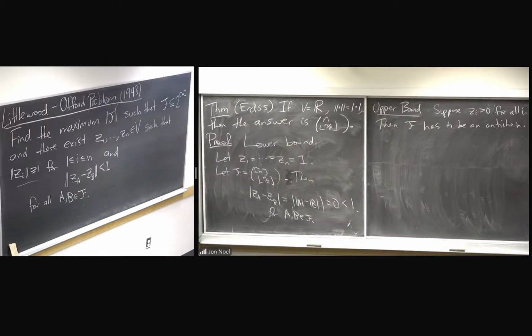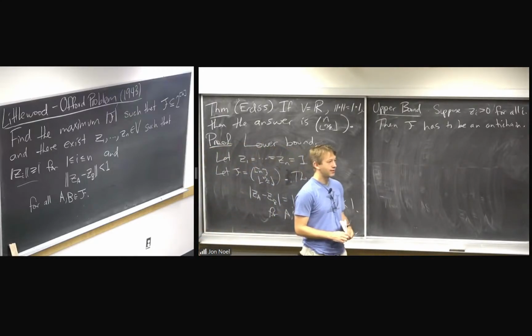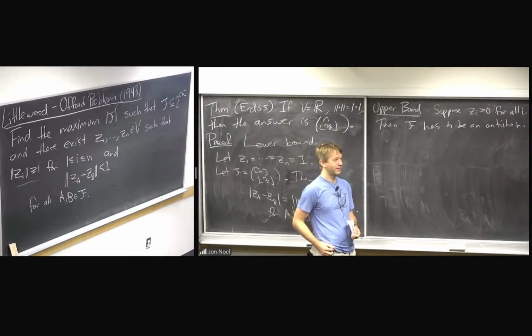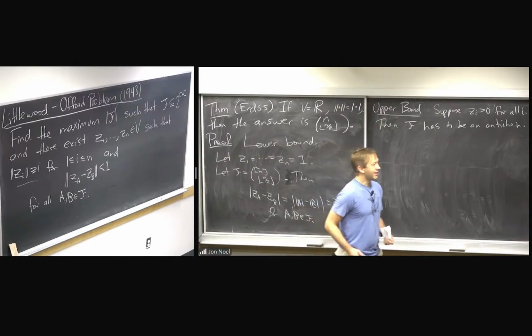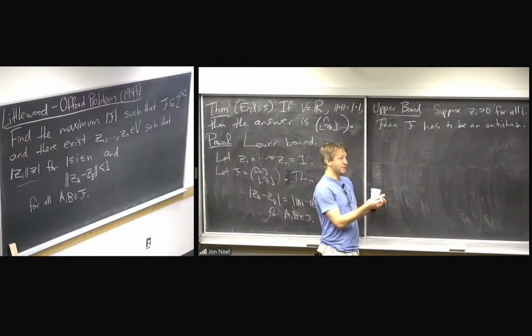And then we can just apply Sperner's theorem. So maybe we should do some thinking. Why would it have to be? If I assume all the numbers are positive, what would have to be an anti-chain? Exactly. And there's no cancellation between these things because they're all positive.